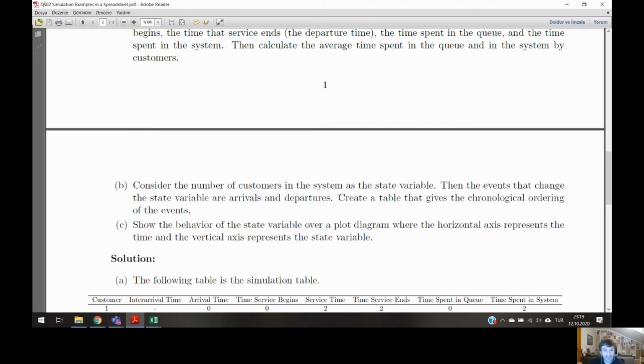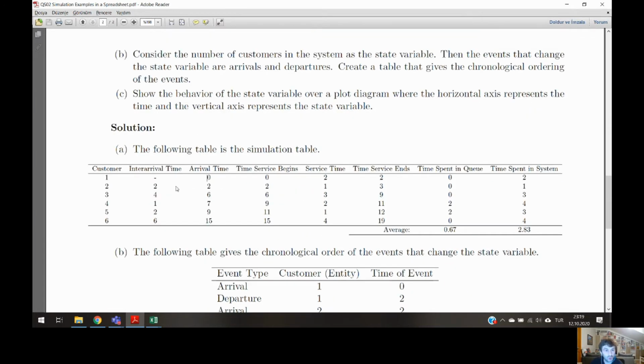The question asks us to create a table that gives the chronological ordering of these events. So we are going to observe 6 arrivals and 6 departures in the system, right? So when do we observe the arrivals? At minutes 0, 2, 6, 7, 9, and 15. And when do we observe the departures? In the time service ends column, we observe them at minutes 2, 3, 9, 11, 12, and 19.